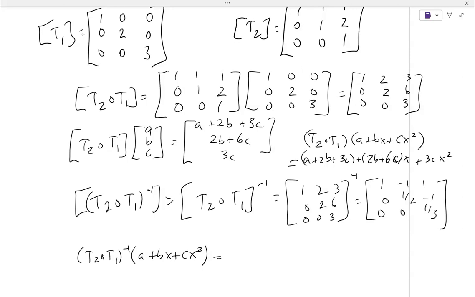What's your constant term going to be? Yeah, it's A minus B plus C. What's your coefficient on your x term going to be? Yeah, B over 2 minus C times x, and your coefficient on your x squared? 1/3. That'd be C. So yeah, it'd be C over 3. Good. And x squared.